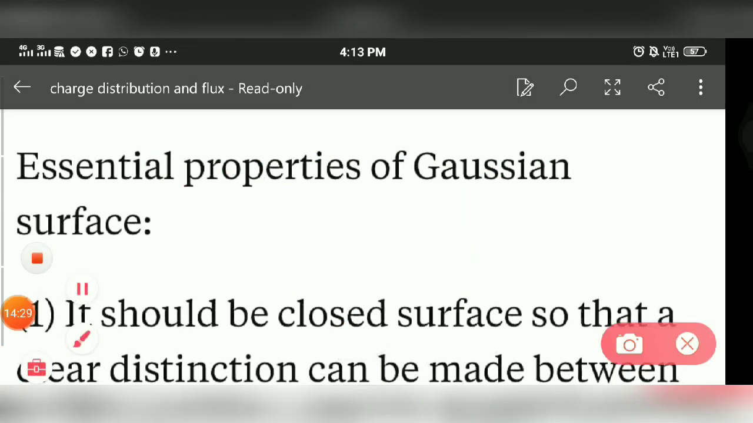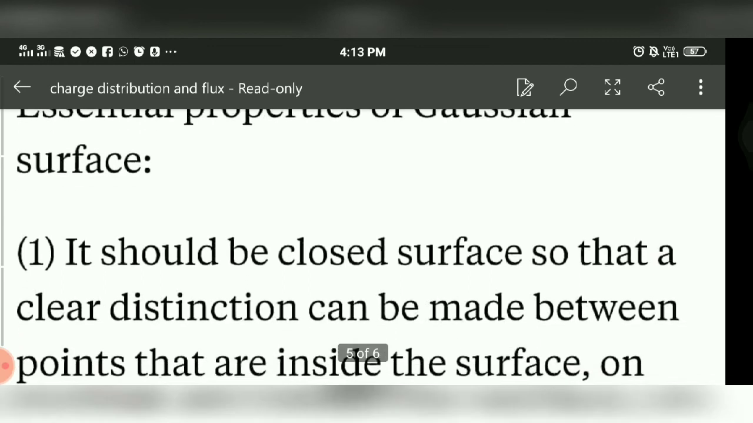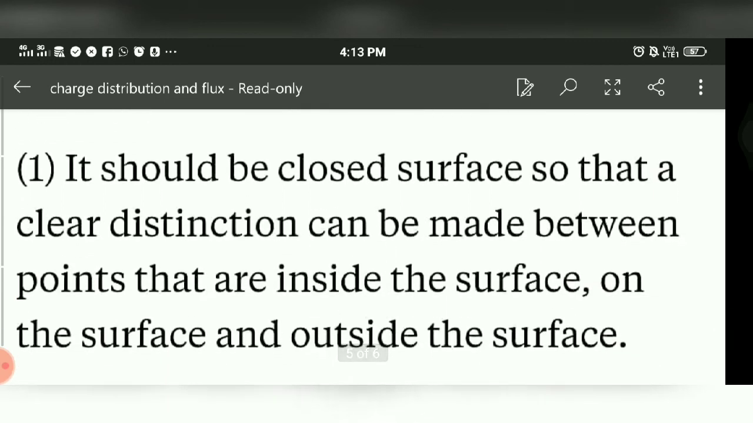But what actually is a Gaussian surface? How to choose a Gaussian surface? How can we choose a surface which is Gaussian? First of all, let us see the essential properties of Gaussian surface. First property is it should be a closed surface, so that a clear distinction can be made between the points that are inside the surface, on the surface, and outside the surface.